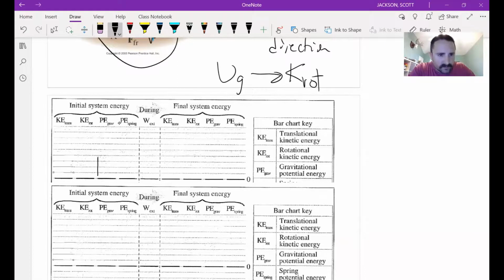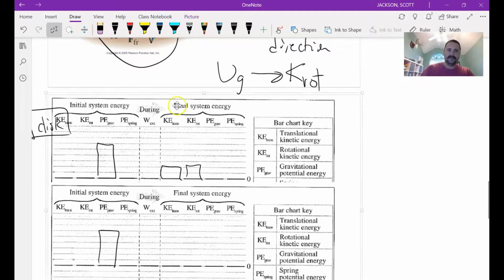Let's say I start with this much. So 1, 2, 3, 4, 5, 6. 1, 2, 3, 4, 5, 6. And then afterwards, let's just make up some numbers. Let's say it's 3 and 3. This is for a disk or any object rotating down.